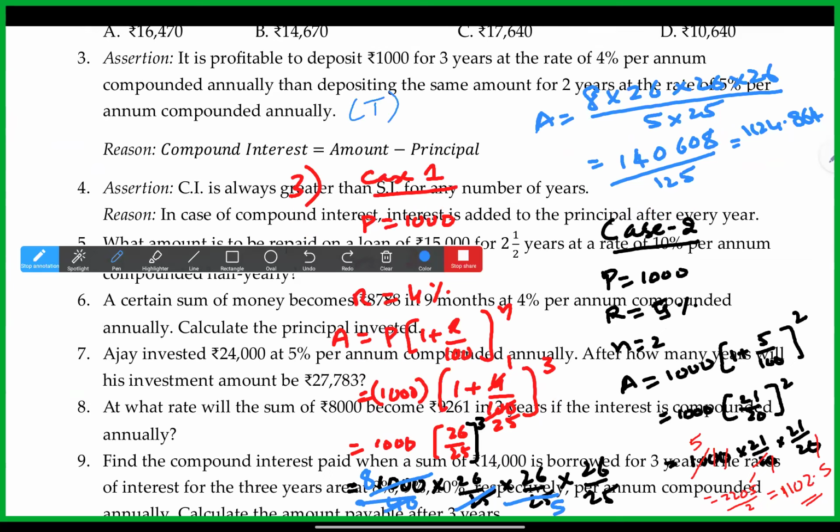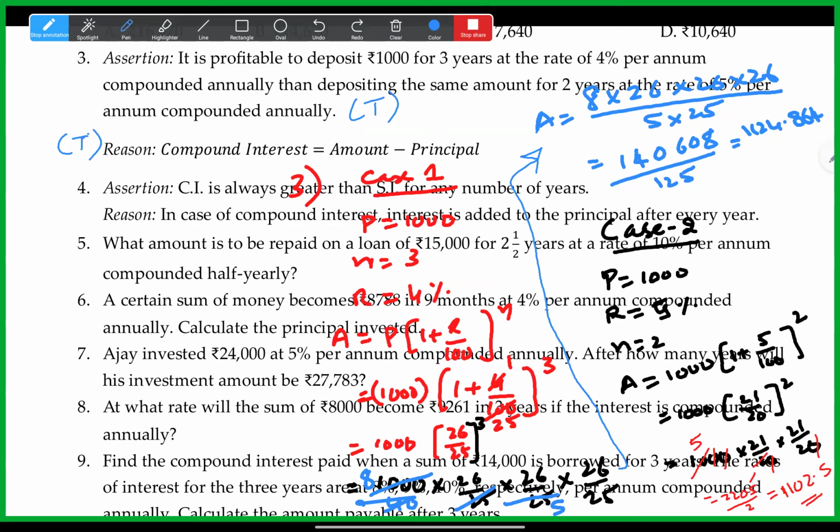After that, Ishwa, the reason: compound interest is equal to amount minus principal. That is true. If you find the compound interest in both the cases, clearly the compound interest is more in case one. That is why it is profitable. So here, the assertion is true and the reason is also true, Ishwa.